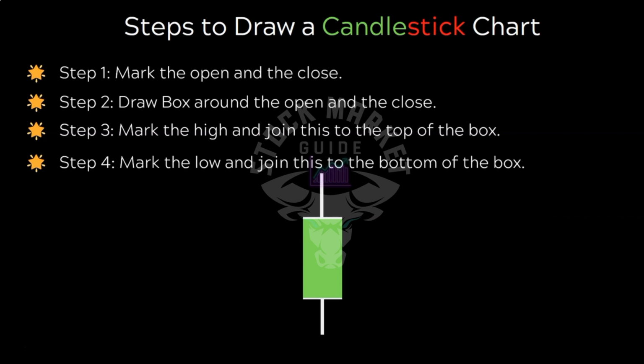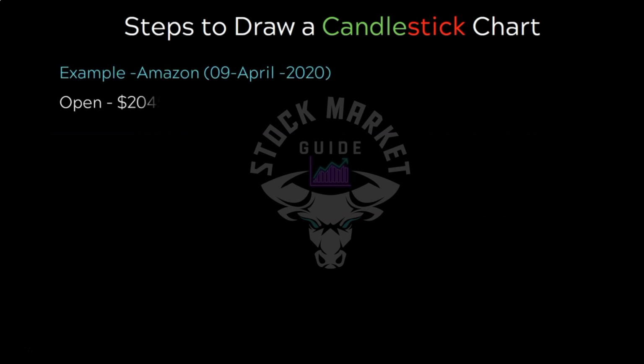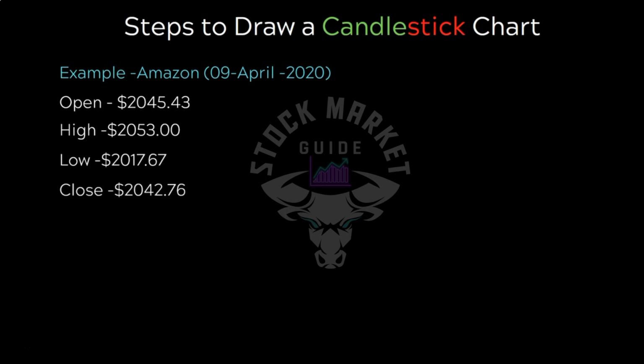Friends, if you are confused with any step, then we will do some examples to clear this important concept of candlestick designing. Let's do a practical exercise. This is the chart of US stock Amazon for 9th April 2020. As you can see, the open, high, low and close are given. Now let's start plotting the candlestick. So as the first step, just take the open and close. As you can see, the stock is opened at 2045.43 and closed at 2042.76, which is lower than the open.